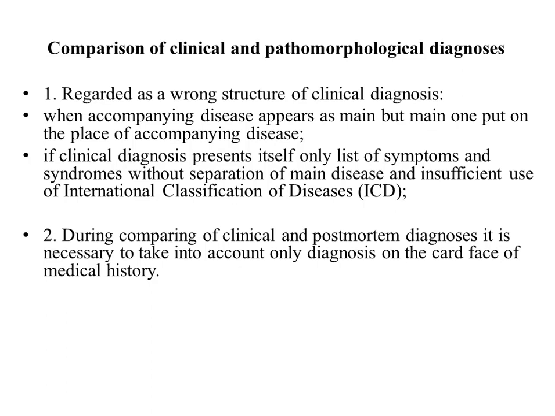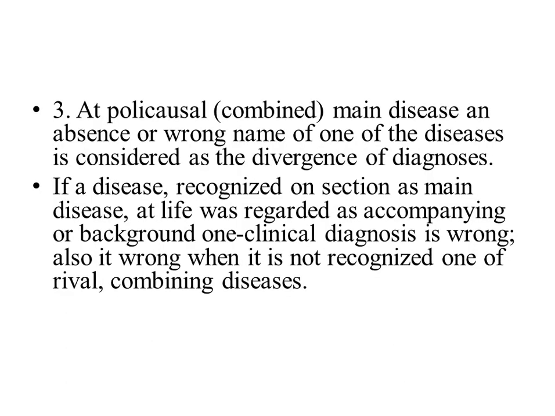During comparison of the clinical and postmortem diagnosis, it is necessary to take into account the diagnosis on the face card of the medical history, not any other one. With a polycausal or combined main disease, an absence or wrong naming of one of the diseases is considered a divergence of the diagnosis. If a disease recognized at section as the main disease was regarded during life as accompanying or background, the clinical diagnosis is wrong. Also, it's wrong when one of the rival combined diseases is not recognized.